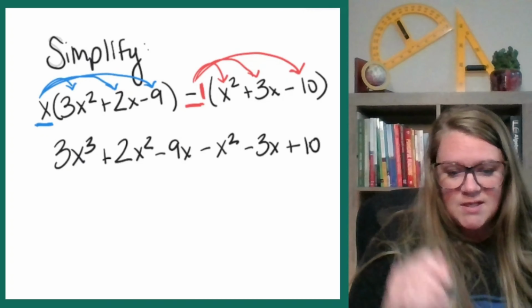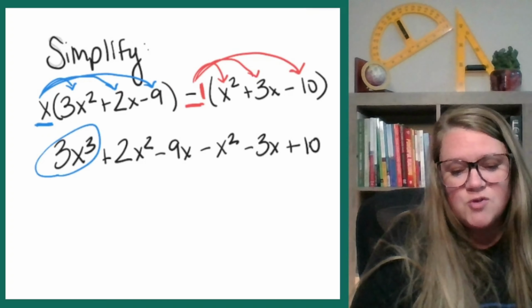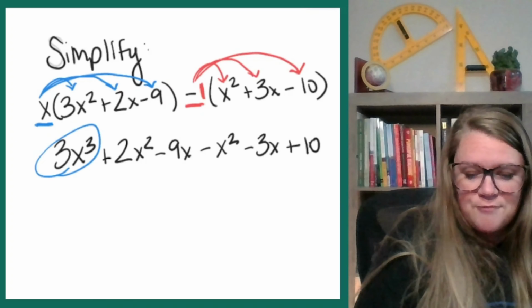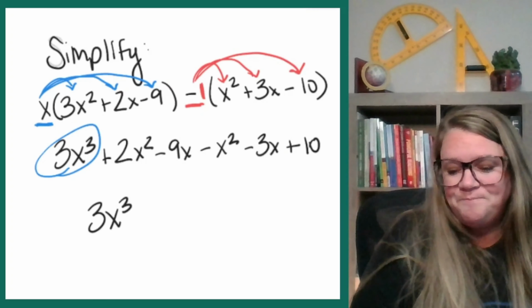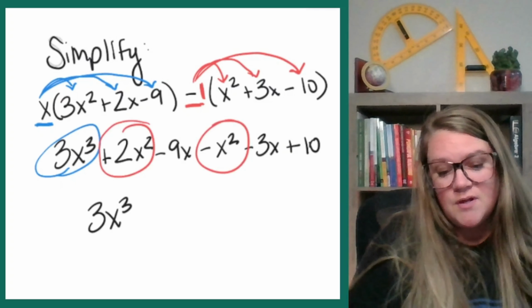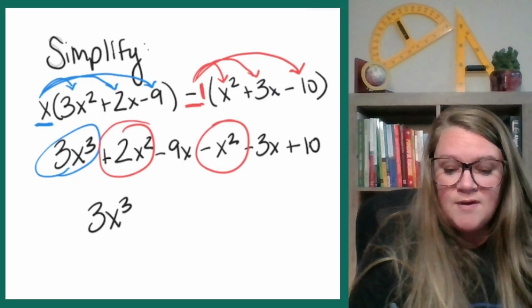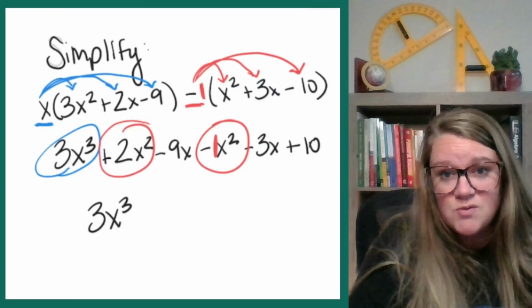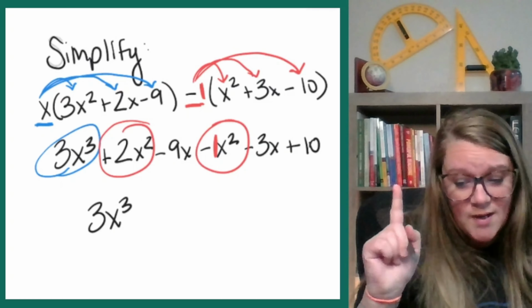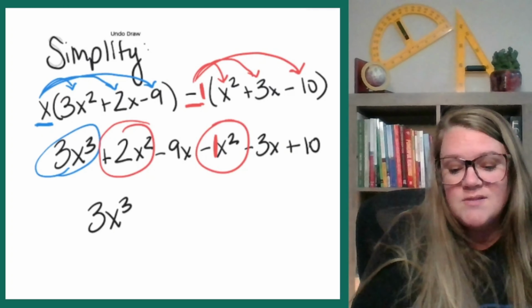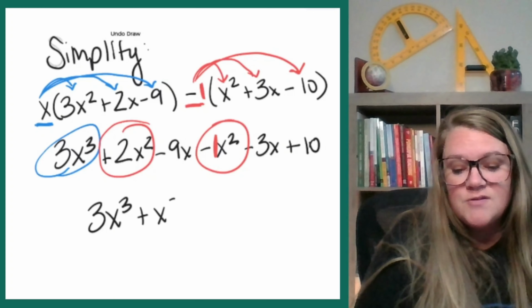We're going to find the biggest exponent first, which is just this first one, and there are no like terms with that one. So that one we're just going to bring down. 3x to the third power. Let's find our x squareds. Here's one. Here's another one. We have 2 of them. You can put a 1 in front of that term if you want to. 2x squareds minus 1x squared will leave me just with 1x squared, and I'm not going to put that 1 in there. I'm just going to leave it as plus x squared.